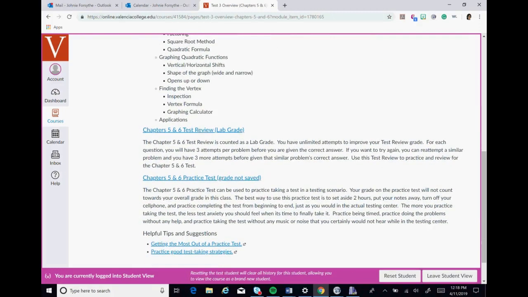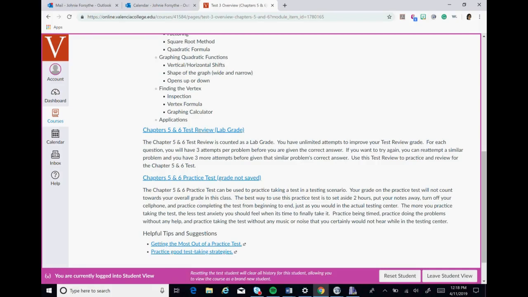So just like the last test, we have a test review that's basically problems similar to what you can expect on your actual test, and you have unlimited attempts on that test review, and the average is a lab grade. So that's what this first assignment is here.